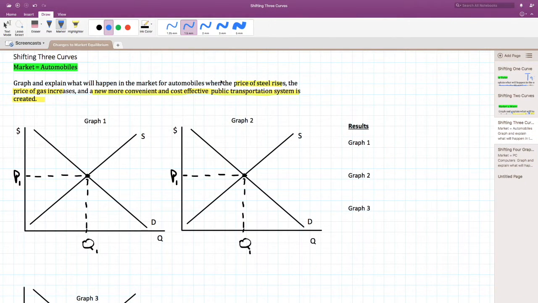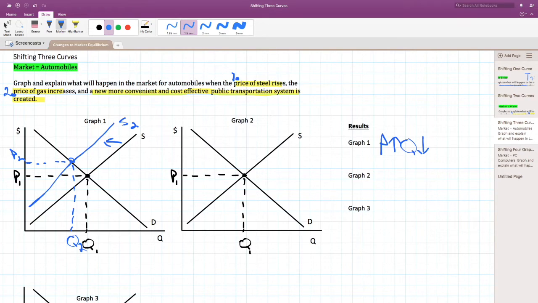one at a time. So shift 1 is going to be the price of steel rises. Well, steel is an input into the production of automobiles. If input costs rise, supply shifts to the right. So I'm going to go from S1 to S2. The point where they intersect is my new equilibrium price, which I'm going to go ahead and label as P2, and my new equilibrium quantity, which I'm going to go ahead and label as Q2. So here, price rises, quantity falls.